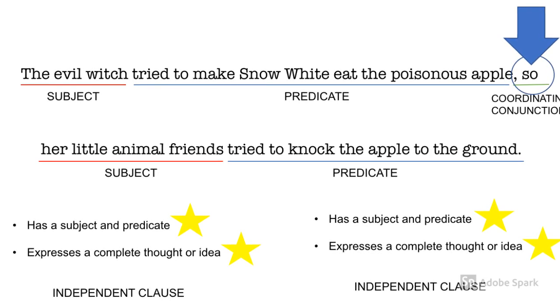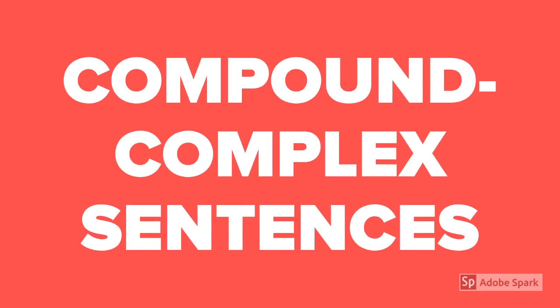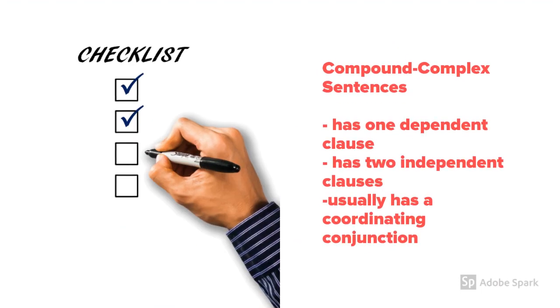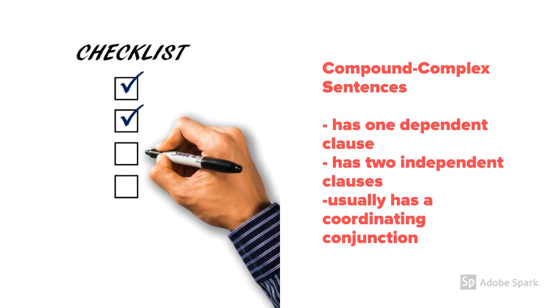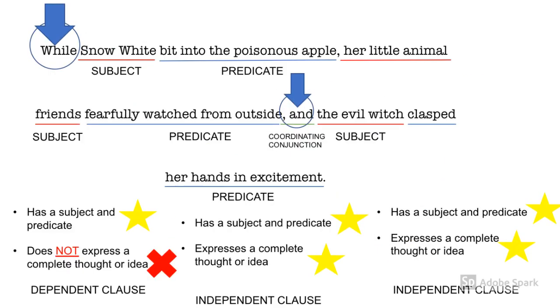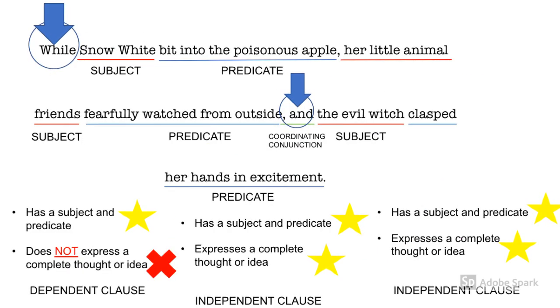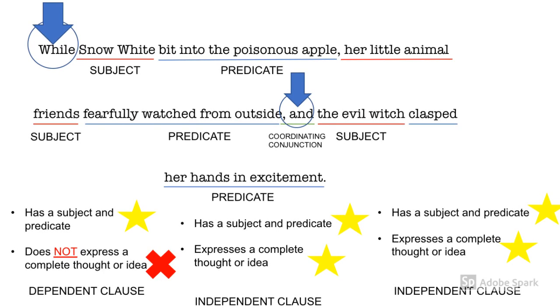Now, if you wanted to give even more information to your readers in one sentence, you can combine a complex sentence with a compound sentence. This is called a compound complex sentence. A compound complex sentence is made up of one dependent clause and two independent clauses that are joined by a comma and a coordinating conjunction. Here's an example. While Snow White bit into the poisonous apple, her little animal friends fearfully watched from outside, and the evil witch clasped her hands in excitement.